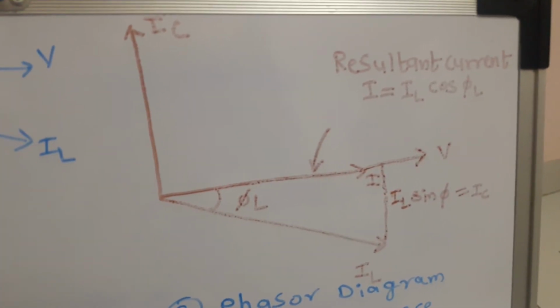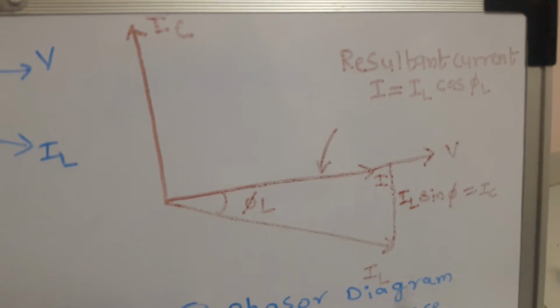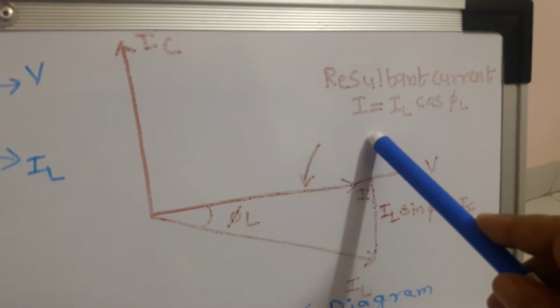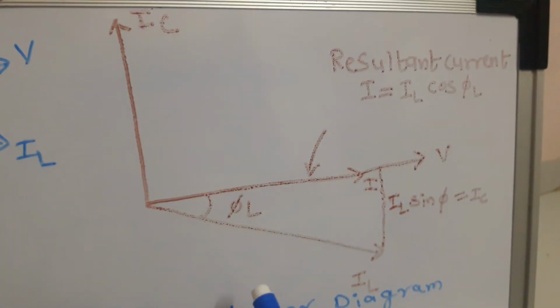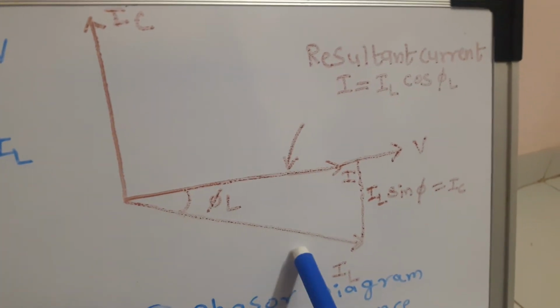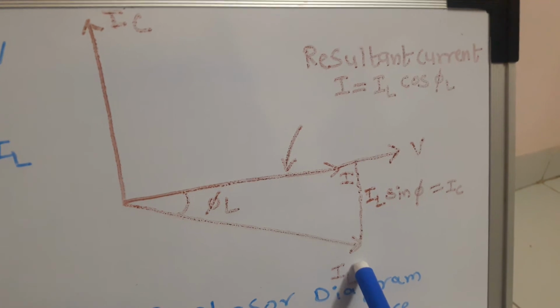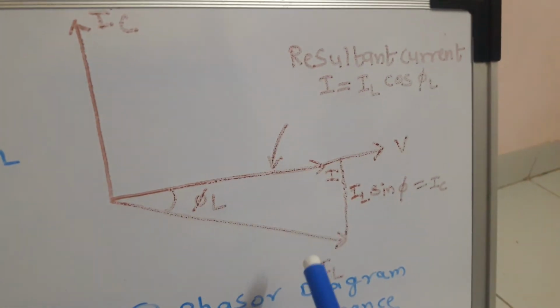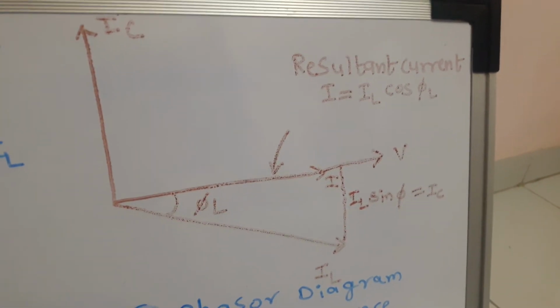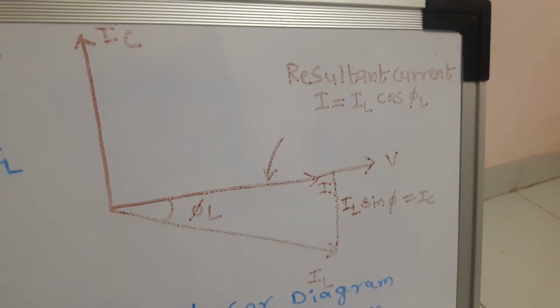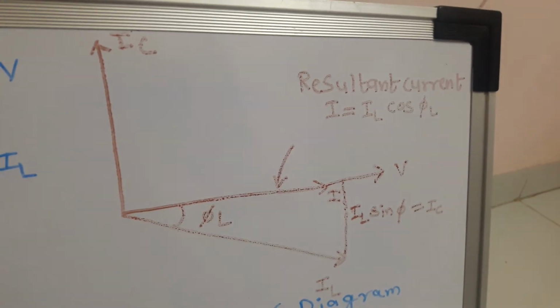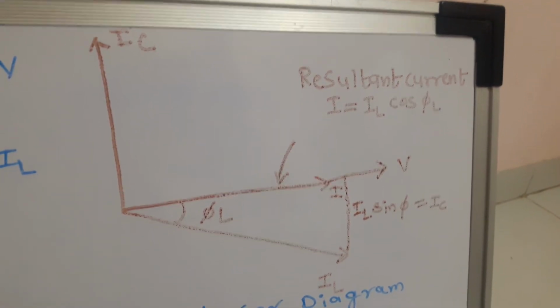The resultant phasor diagram at resonance is drawn over here, somewhat faint. This is the current in the capacitor, and this is the current in the inductor, indicated by IL. The resultant of this IC and IL can be calculated with the help of the law of parallelogram. So we can have I equal to IL plus IC in vector directions.